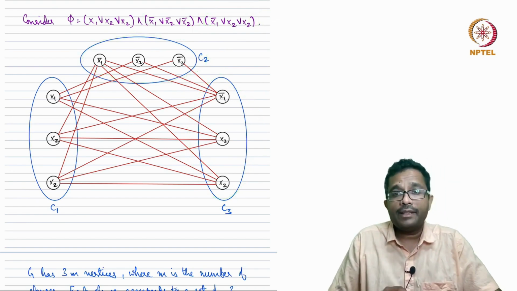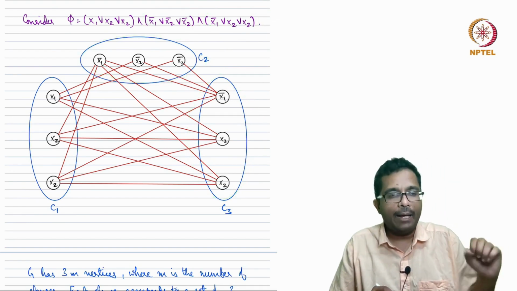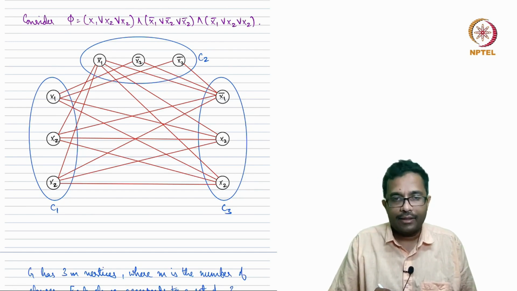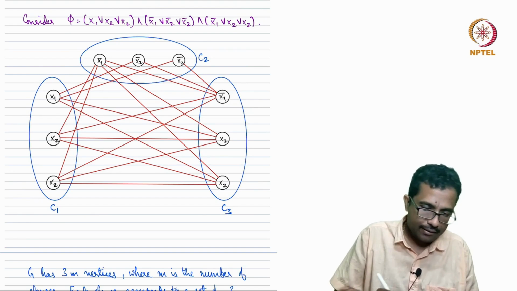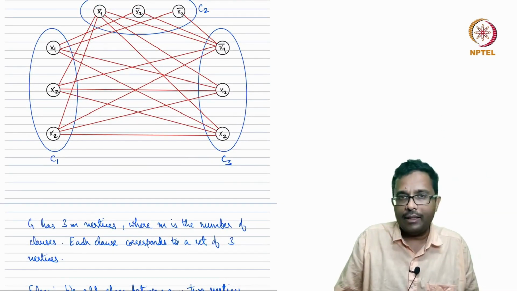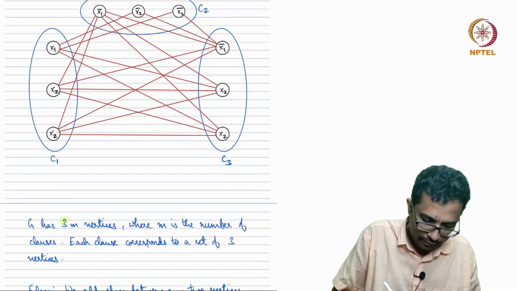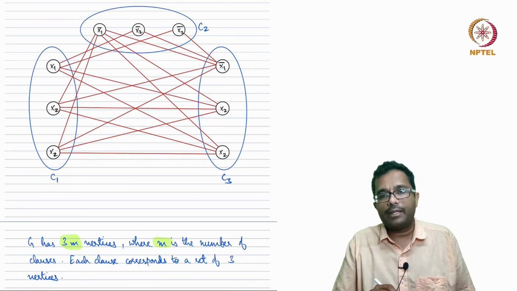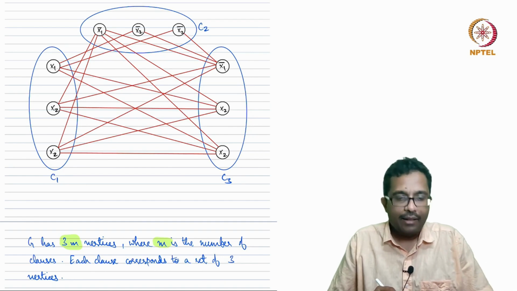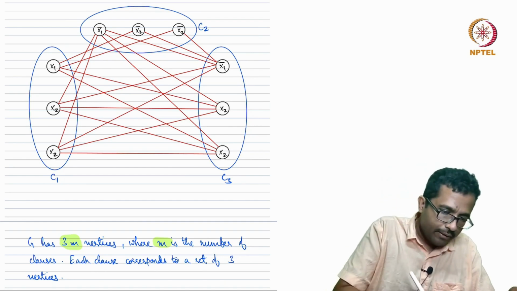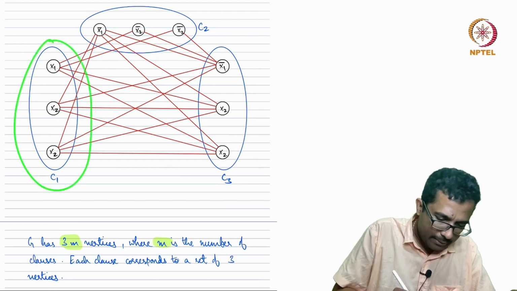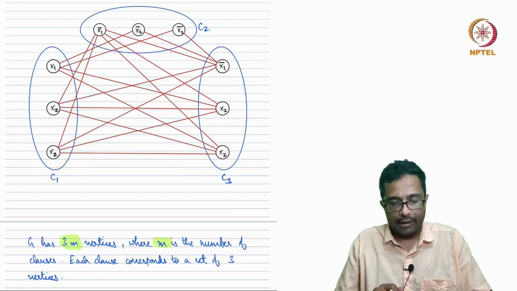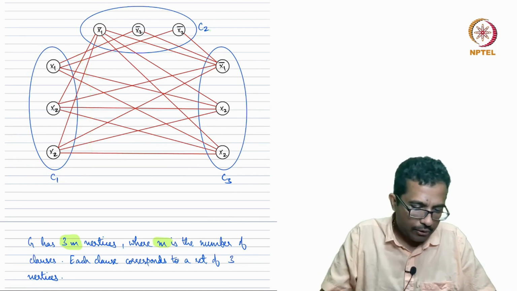So the graph will have 3m vertices, basically m groups of vertices, and each group contains 3 vertices. Here m is also 3, so it's 9 vertices here, where m is the number of clauses. Each clause corresponds to a group of 3 vertices, which I have indicated here. This vertex corresponds to clause 1, clause 1, clause 2, clause 3. So those are the vertices, and they are also labeled as such.